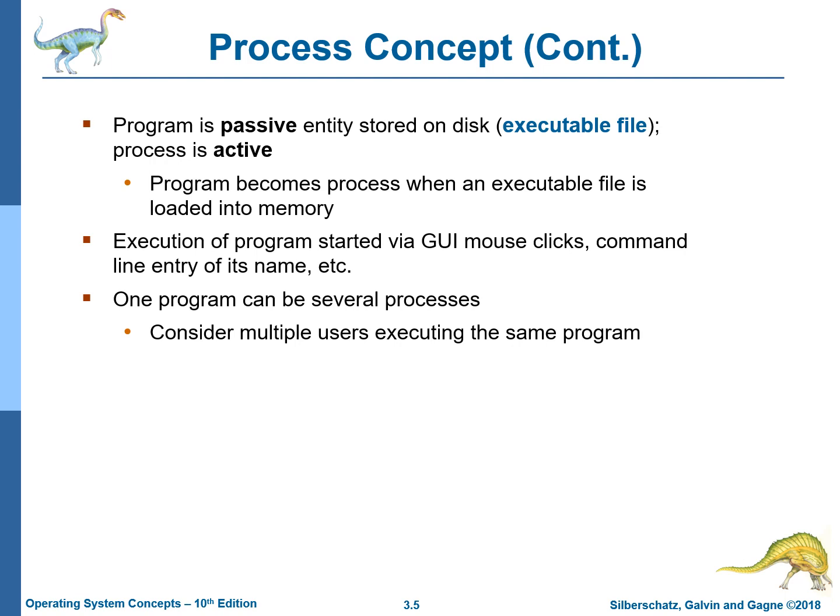A program is a passive entity stored on disk. A process is active. A program becomes a process when an executable file is loaded into memory. Execution of programs is started via GUI mouse clicks, command line entry of its name, etc. One program can be several processes. It considers multiple users executing the same program.